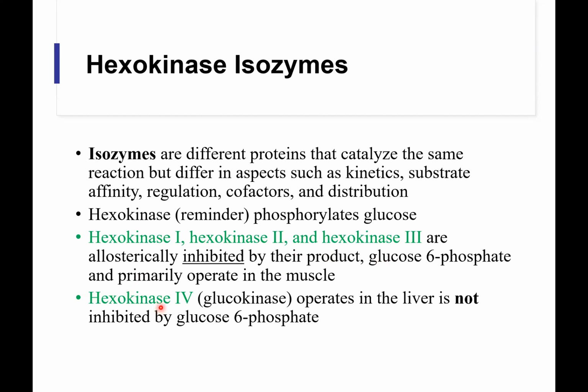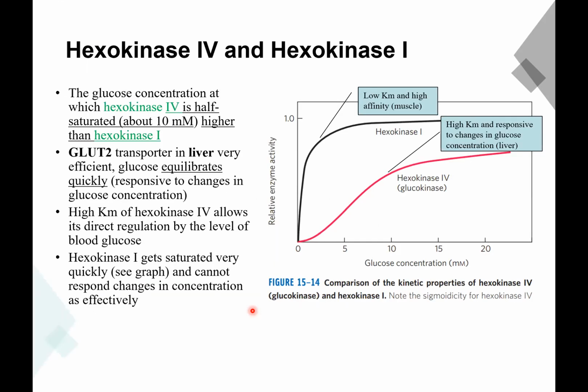Hexokinase 4, on the other hand, sometimes commonly known as glucokinase, is not, interestingly enough, inhibited by glucose 6-phosphate. Why? Well, this has to do with the role of the liver in responding to the availability of glucose in the body and rectifying concentrations of glucose in the body as needed. So the liver is really major in this regard, and it's kind of interesting how this is achieved.